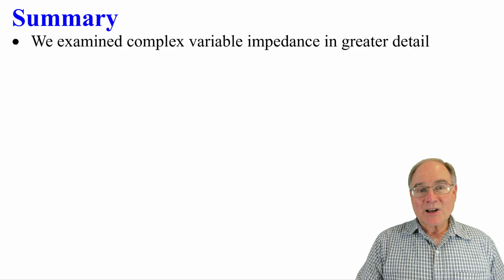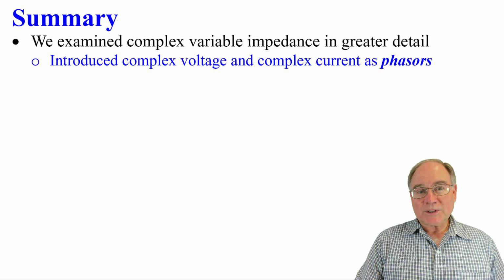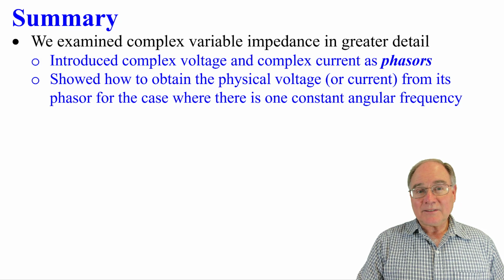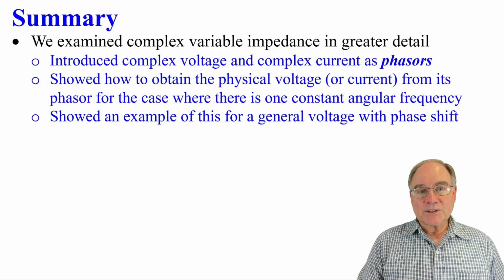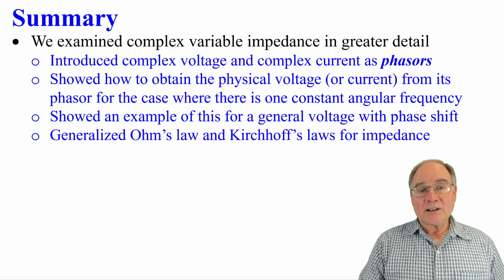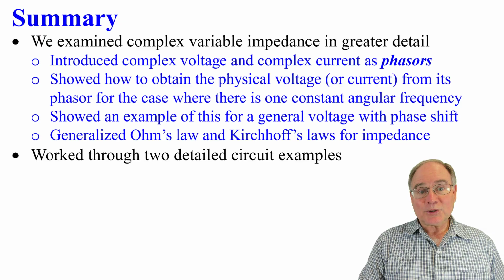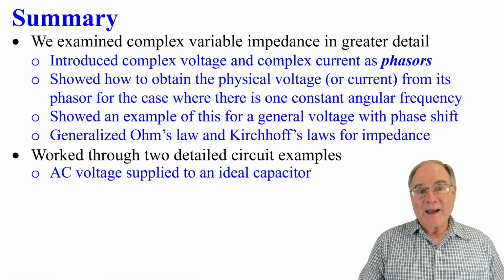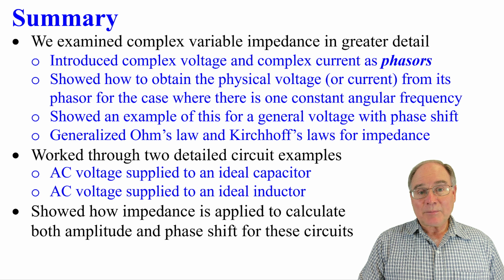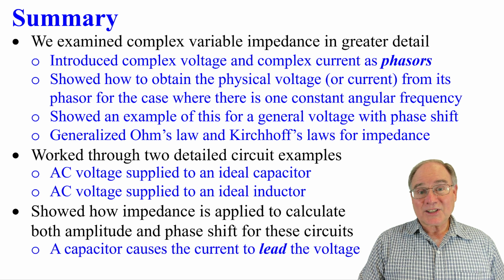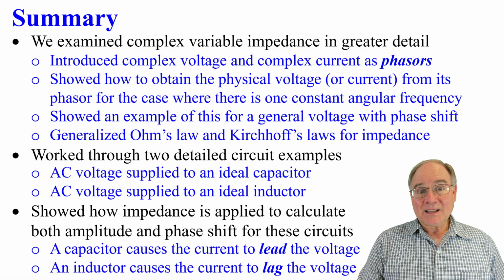In summary, we examined complex impedance in greater detail, introducing complex voltage and current as phasors, and then I showed you how to obtain the physical current or voltage from their phasors. This works when we're considering only one frequency. I showed a simple example, and then I showed that Ohm's law and Kirchhoff's laws can be generalized for impedance, and I worked through two circuit examples, an AC voltage applied to an ideal capacitor and to an ideal inductor. Both of these simple circuits lead to phase shifts between the current and the voltage, and we showed how impedance can be used to calculate both the amplitude and the phase shift. A capacitor causes the current to lead the voltage, while an inductor is opposite. The current lags the voltage. In an upcoming lesson, we'll look at simple filters consisting of resistors, capacitors, and inductors.